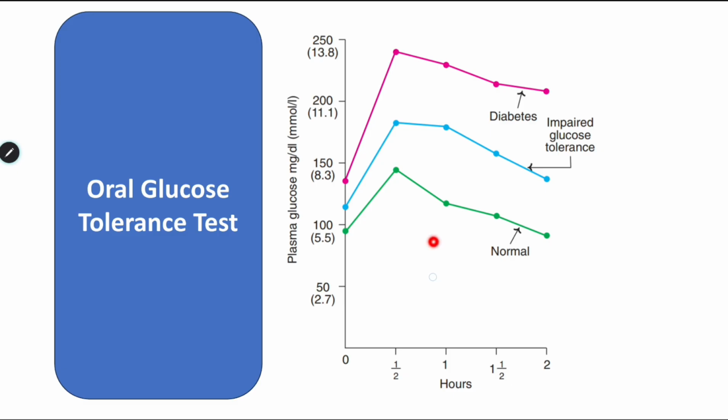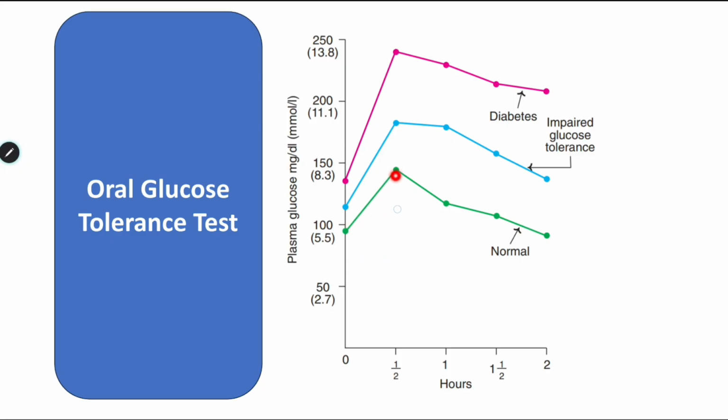So after an overnight fast, you take their fasting sample, which is the zero sample, and then you give them 75-gram glucose in water, ask them to drink it for about 10 minutes, and after that, half an hour later, you take the first sample, 1 hour later, second sample, 1.5 hours later, third, and 2 hours later, fourth sample. So this was the conventional oral glucose tolerance test. These days they just do 0, 1, and 2 hours, only 3 samples instead of 5 samples.